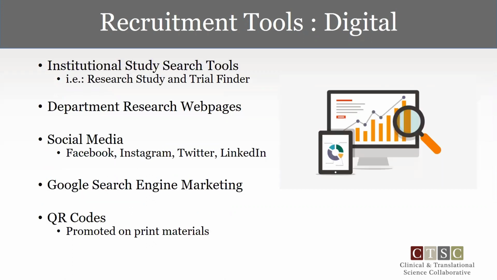Additional digital recruitment tools are posting on an institutional study search tool. This is a way staff, physicians, and patients can see what studies are available at the institution. Department research web pages. These are housed on the institution's webpage. It provides a brief study overview and staff contact information. Social media such as Facebook, Instagram, Twitter, and LinkedIn.